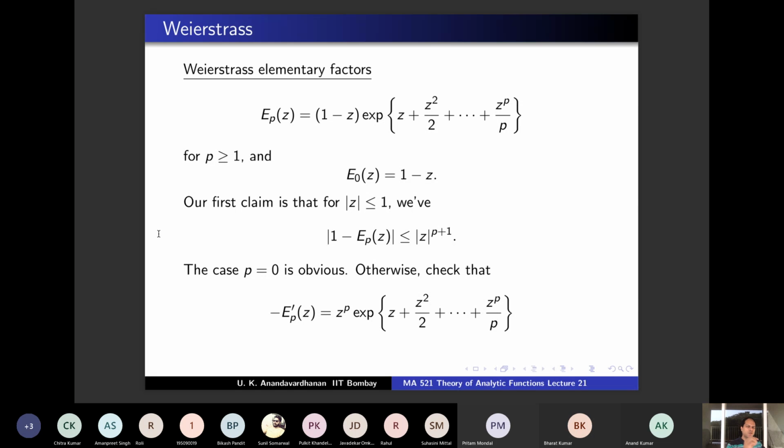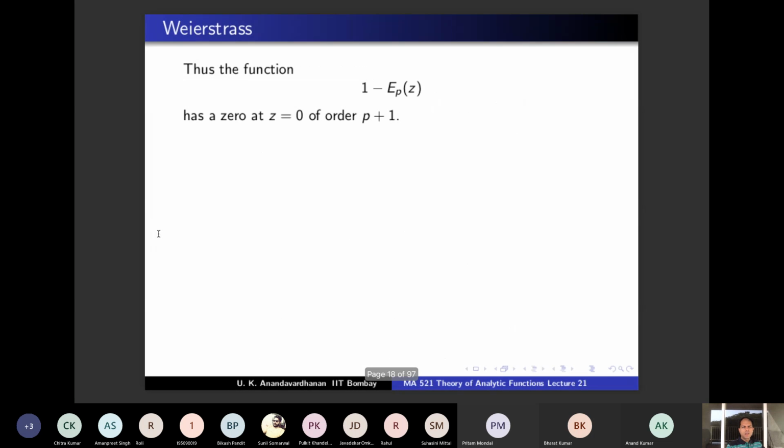So this is a simple check that you should do. I'm skipping it. So what is the conclusion? Z equal to 0 is a 0 of order p, and there's no other 0 here. Therefore, if you consider the function 1 minus E_p(z), you can conclude that it has a 0 at z equal to 0 of order p plus 1, right?